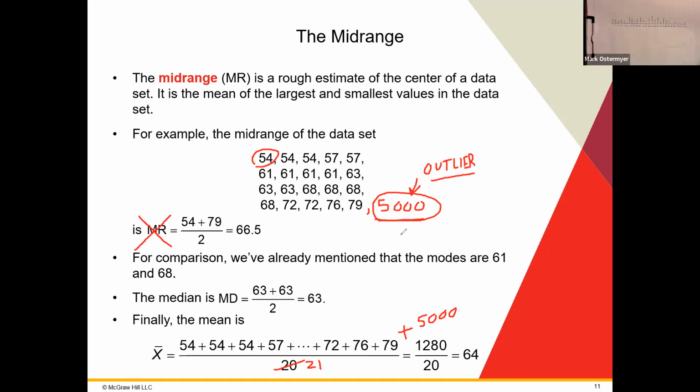So when your data set is plagued with outliers, you should not be using the mid-range value or the mean value for the middle of the data set. You should be using the median. The median, regardless of outliers, still will always give you the middle value of your data set because it only is based on ranks, okay? All right. So you should not be using the mid-range or the mean when your data set has outliers in it.